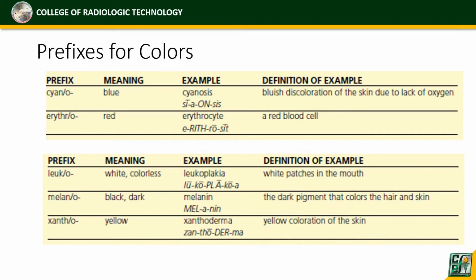Melan or melano, which means dark or black. So we have melanin, the dark pigment that colors the hair and the skin. Melano means dark or black. Next we have xantho, xanthoderma, which means yellow discoloration of the skin. Xantho meaning yellow.